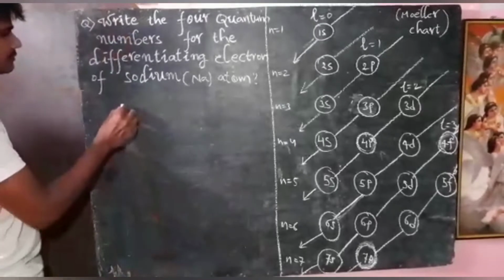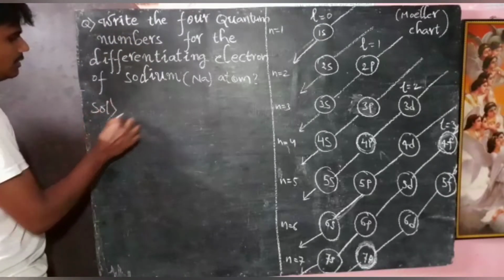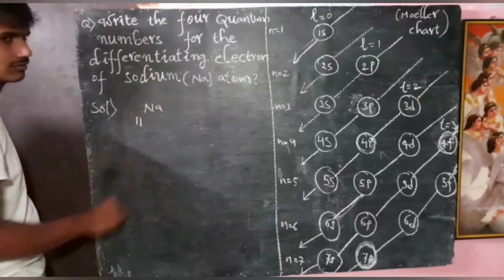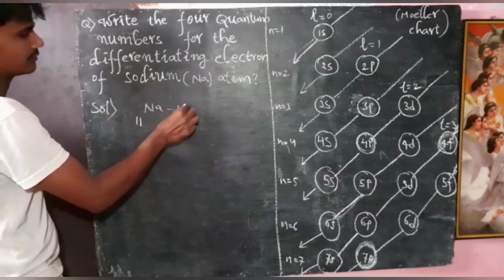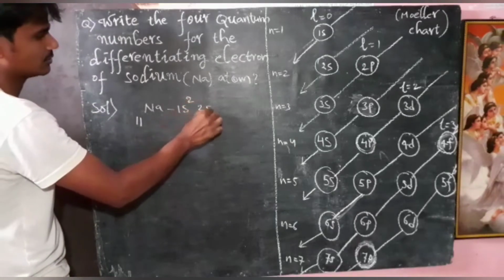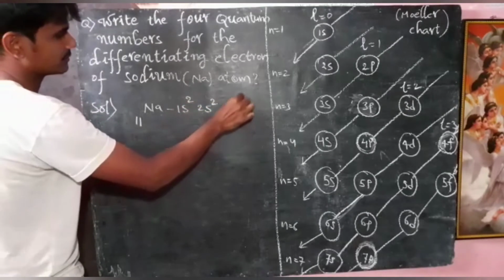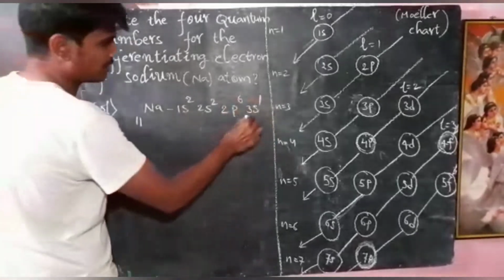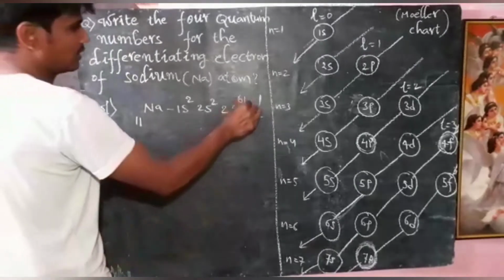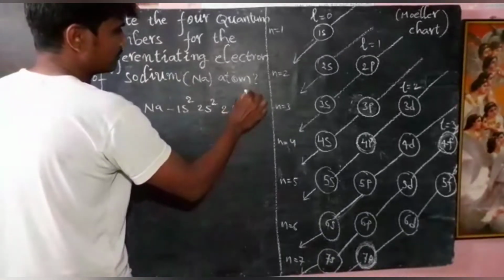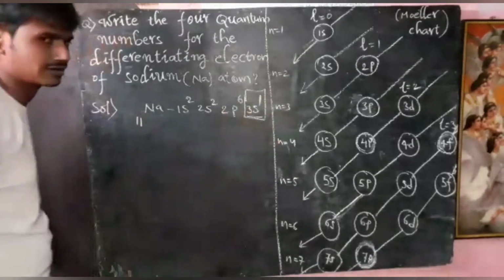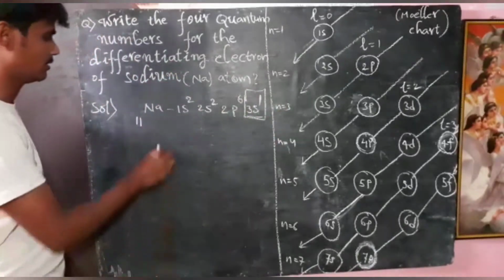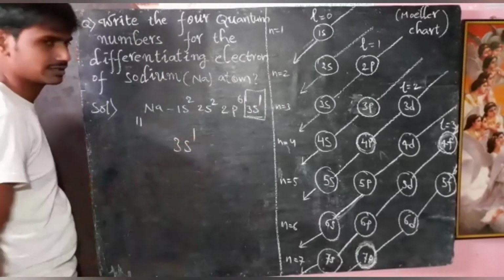See here, sodium atomic number is 11, we already know. So its electronic configuration is 1s2, 2s2, 2p6, 3s1, right? So the last electron means 3s1 only. So we have to write the 4 quantum numbers for the last electron in the sodium atom. So for 3s1, we have to write these 4 quantum numbers.